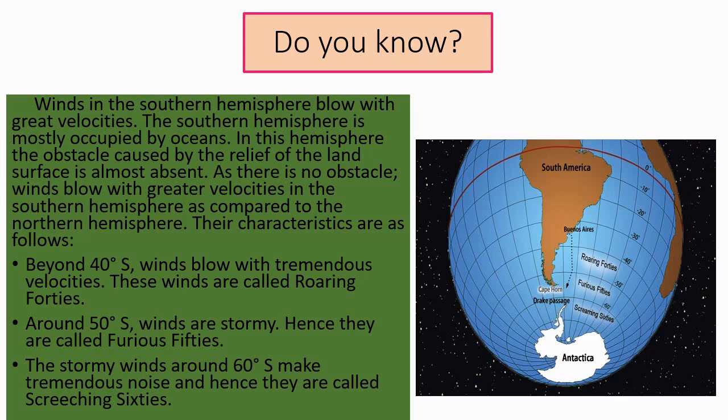Around 50 degrees south, winds are stormy, hence they are called furious fifties. The stormy winds around 60 degrees south make tremendous noise and hence they are called screeching sixties.